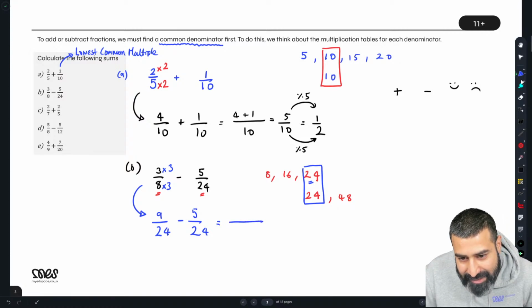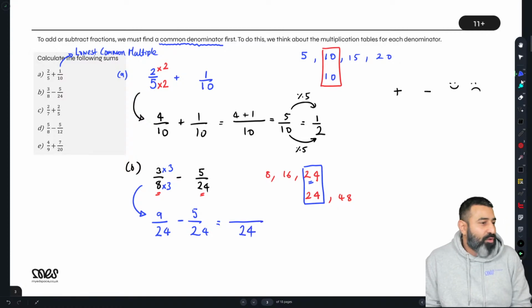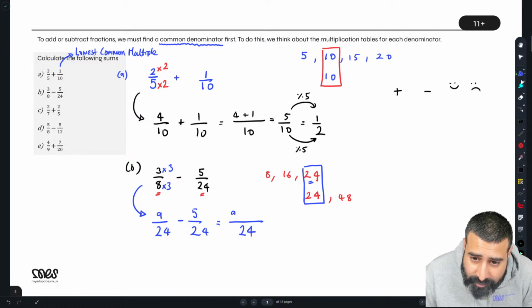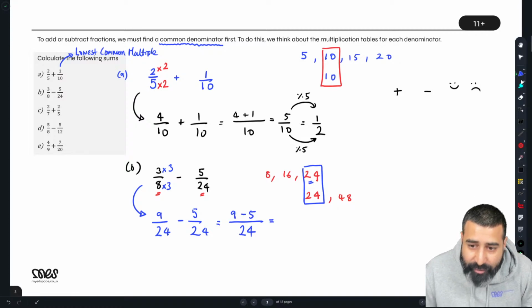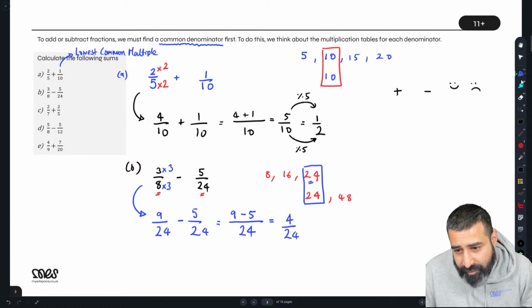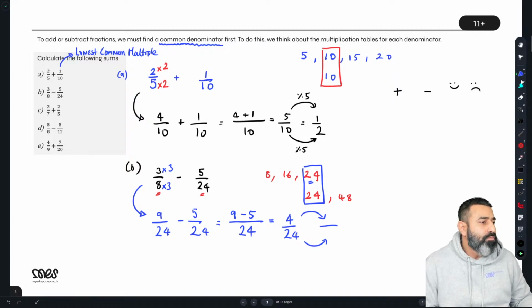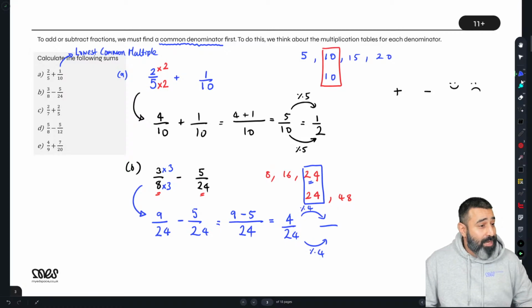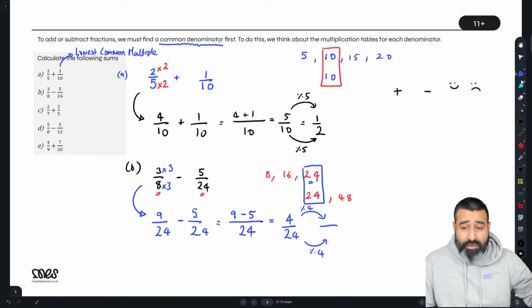So the denominator now becomes 24, because the denominators are the same, so we leave it. And then we just do 9 take away 5, which is what? Do we all agree that's 4 over 24? And then we can simplify this. How can we simplify this? What number goes into both 4 and 24? Do we all agree it's 4? So this is where your 4 times table comes in handy. So 4 goes into 4 once.